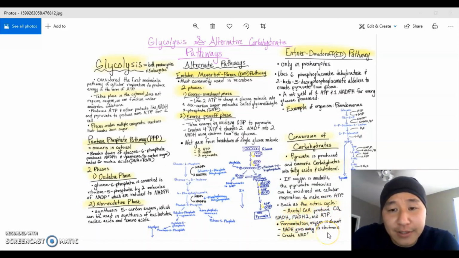Fermentation. Oxygen is absent. NADH gives away its electrons and creates NAD+.